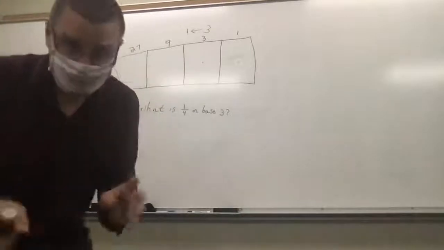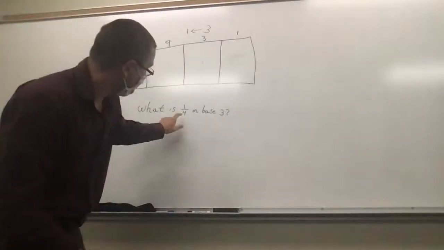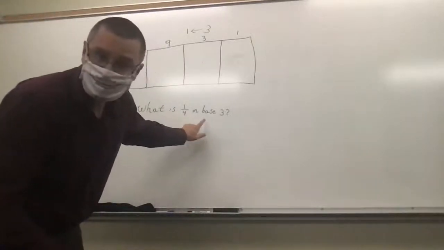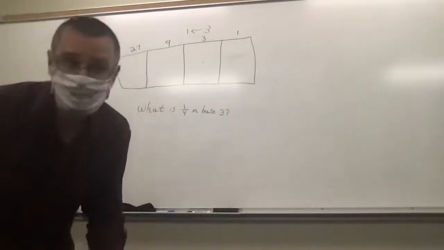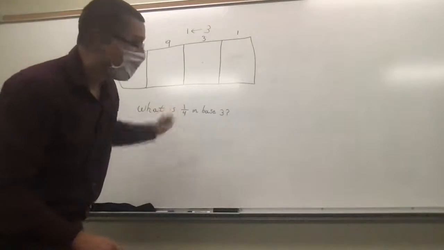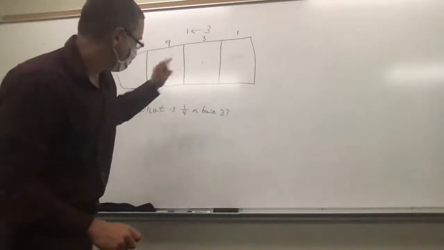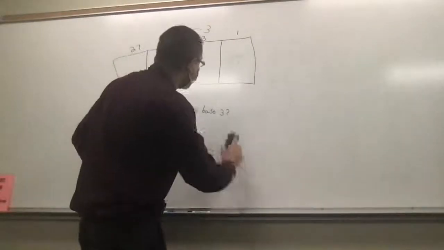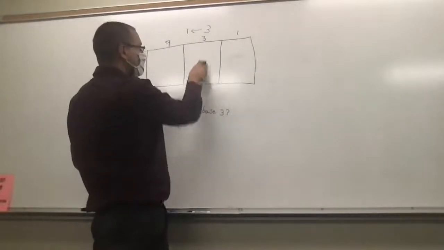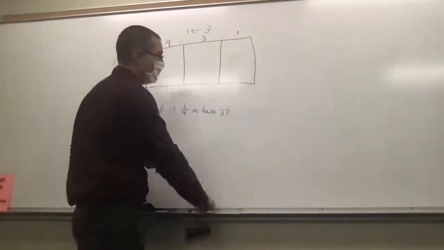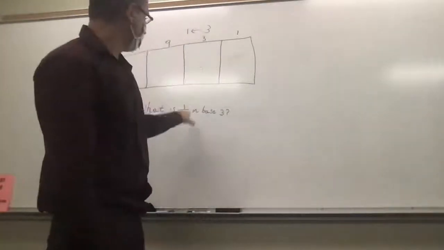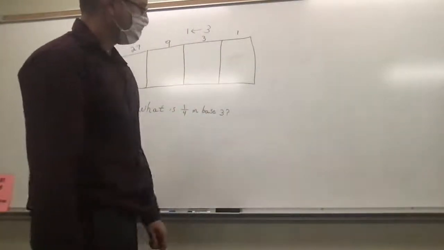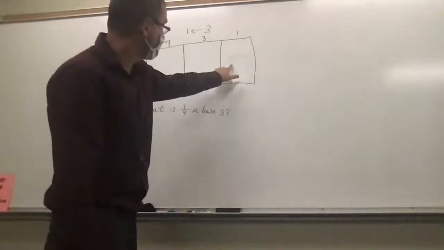So the question here is, what is 1/4 in base 3? 1/4, a fraction, is just a division problem, right? So we're taking 1 divided by 4 in a 3-to-1 machine. So what does that look like? Well, I guess we just start with 1 dot, right? There's 1 dot. And we're saying, well, how many 4s are there in 1? Well, don't be silly, right? There's no 4s in 1.